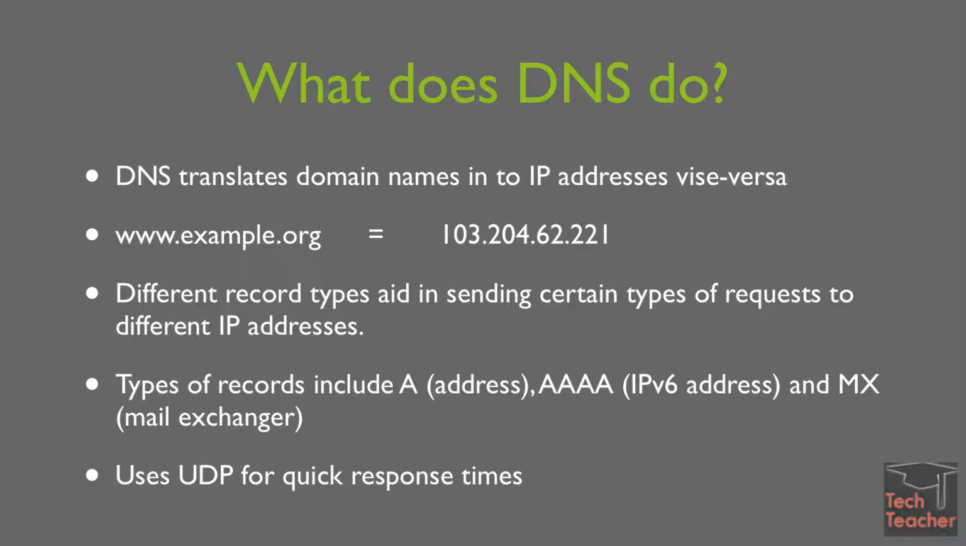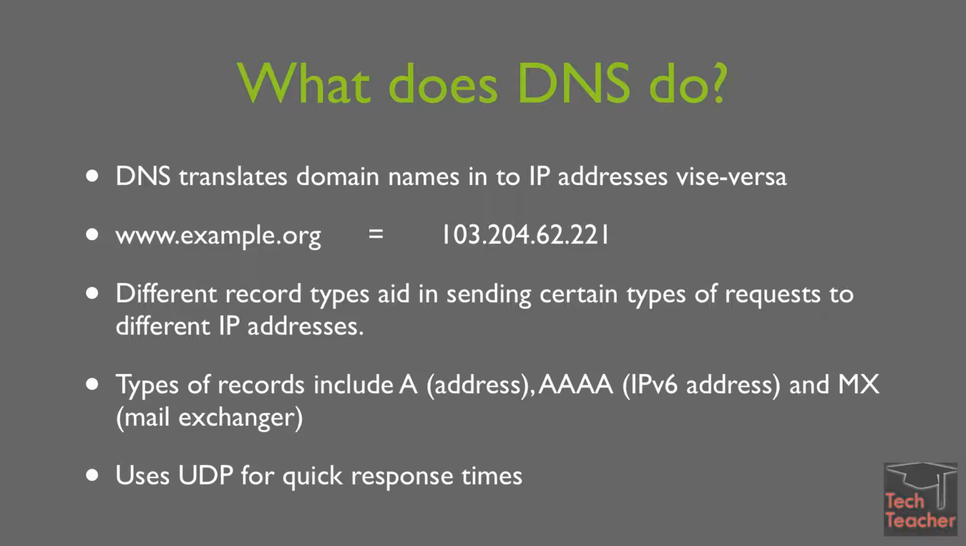Different types of record include A, which is an address record, AAAA, which is an IPv6 address record, and MX, which is a mail exchange record. For example, under a certain domain, an MX record would show where an exchange server is located for the emails.